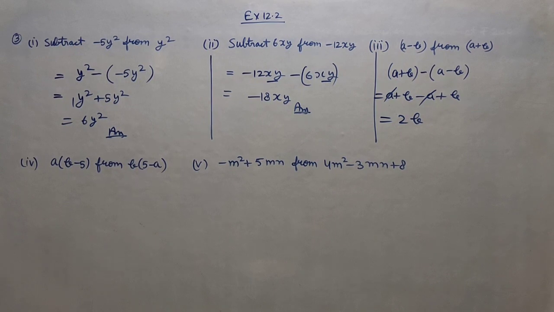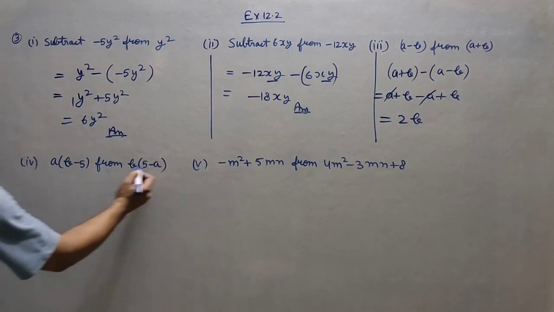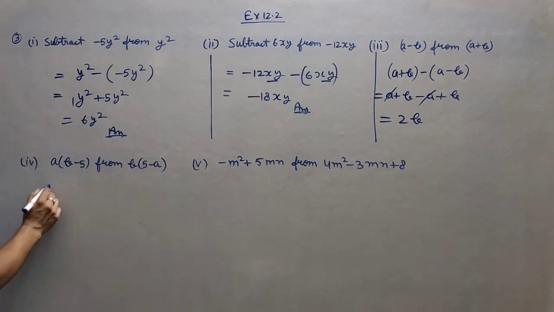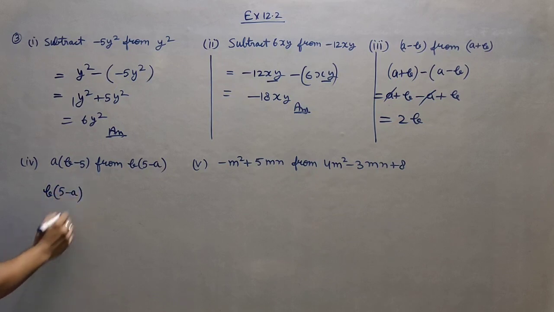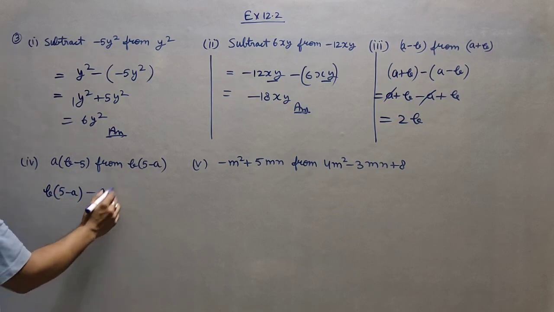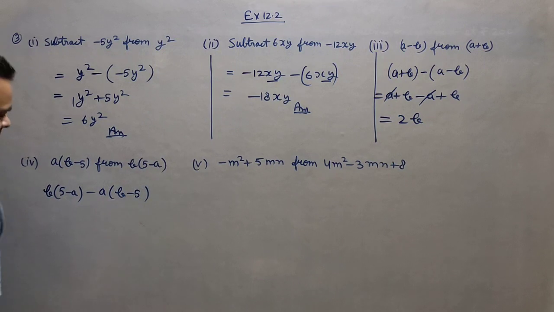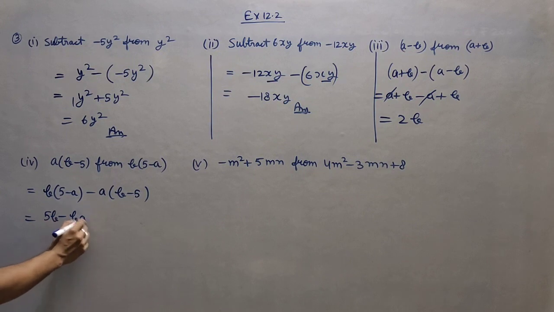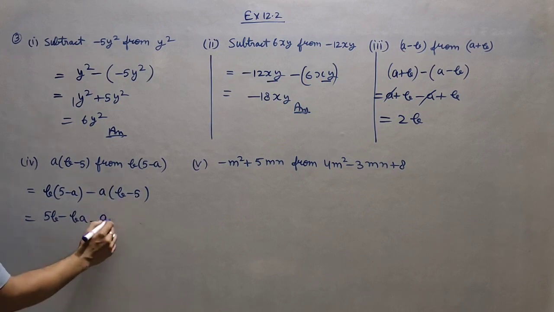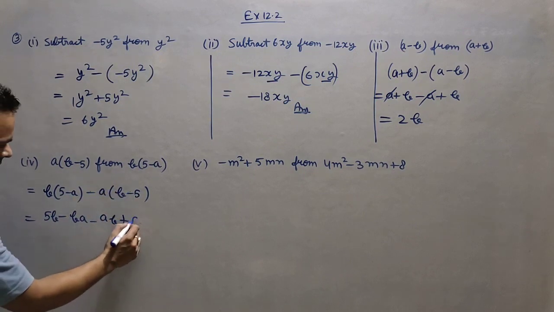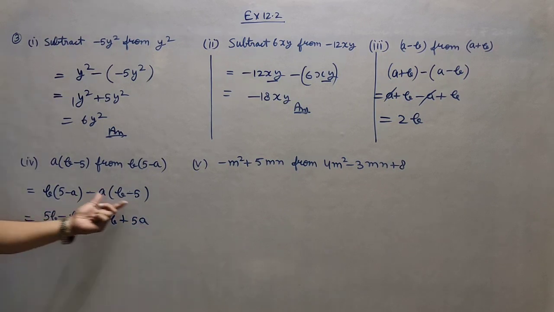Now this is the fourth part. So in the fourth part you can see again, 5b minus a. So what I will do, 5b minus a, and I will put here minus a and b minus 5. Now can you open the bracket? It will be 5b, it will be minus ba, it will be minus ab, and minus minus plus 5a. This is very important to understand here.